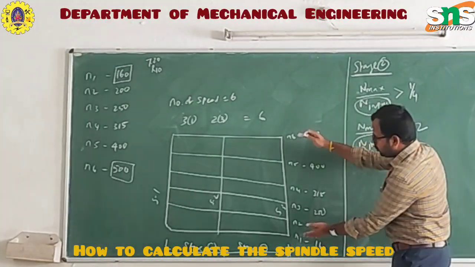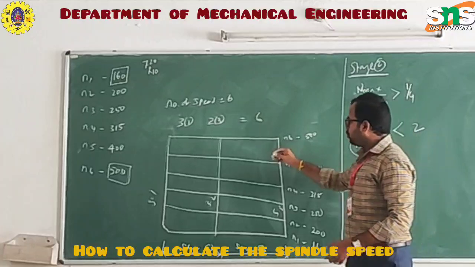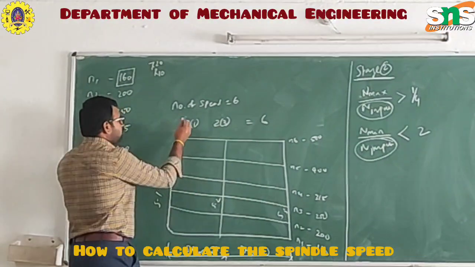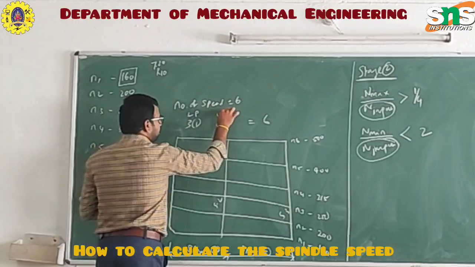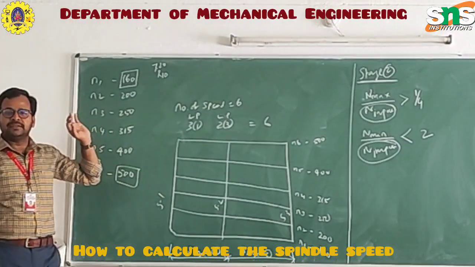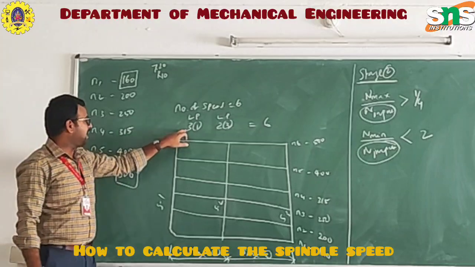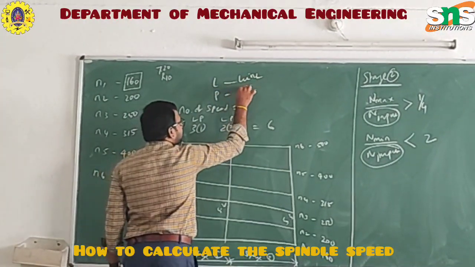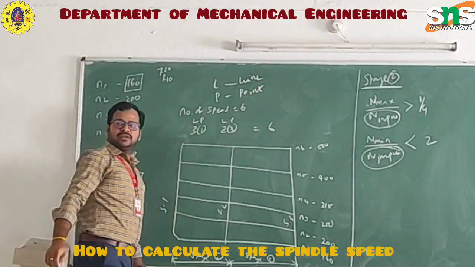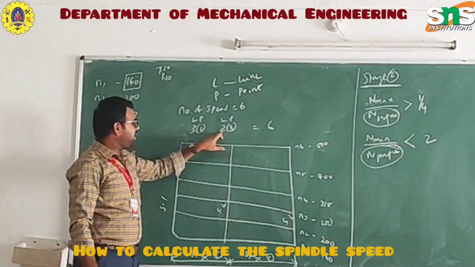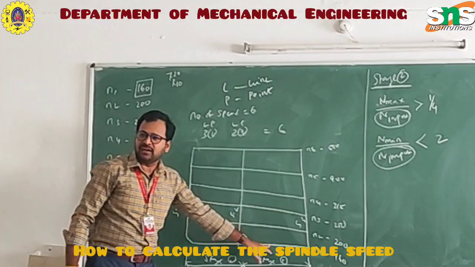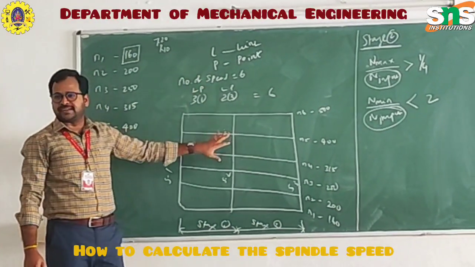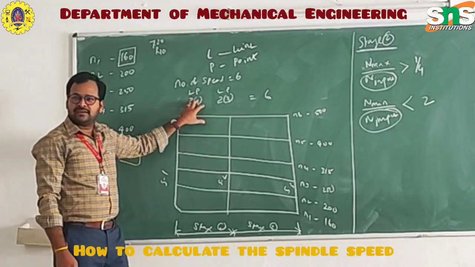For example, total 6 speeds, so we can split up into 3 into 2. Just imagine it as an LP. What do you mean by LP? L in the sense of line, P in the sense of point. So in the second stage, only 2 lines will travel along the 3 points. Based on that, we construct it. Clear? Make a note of it.